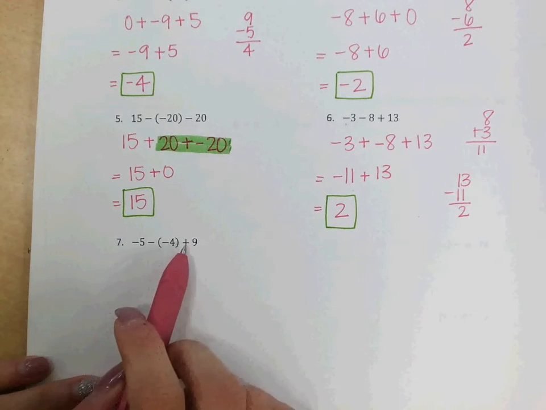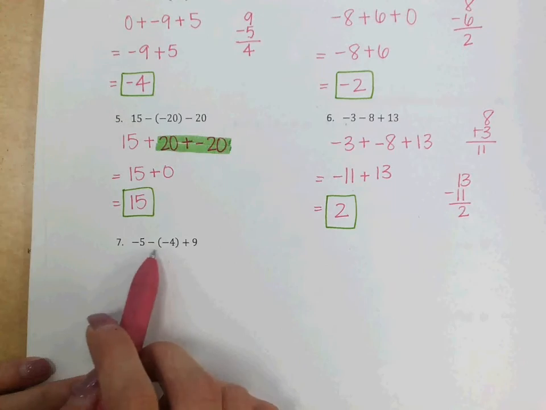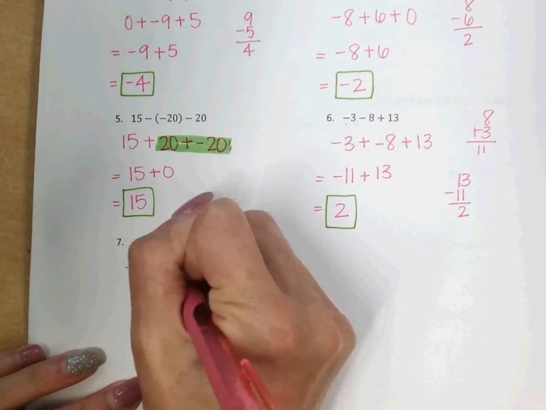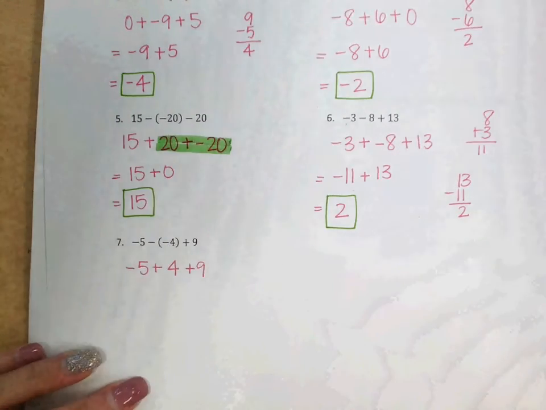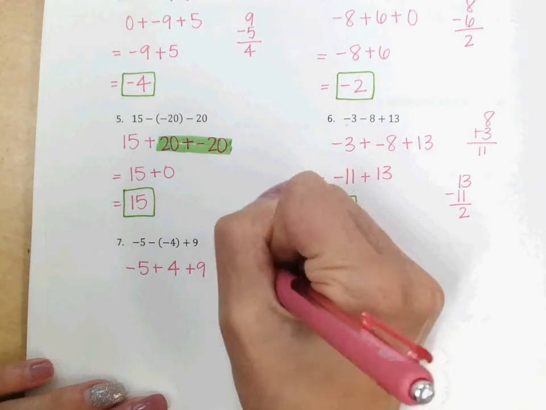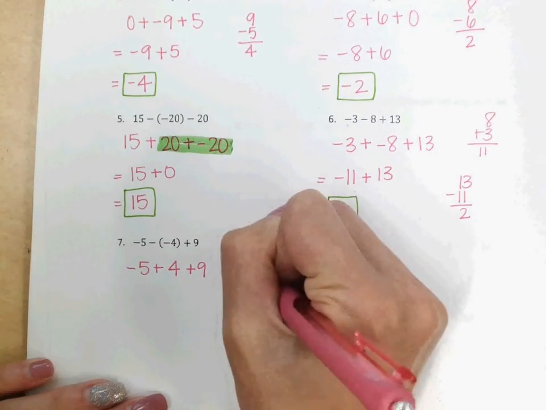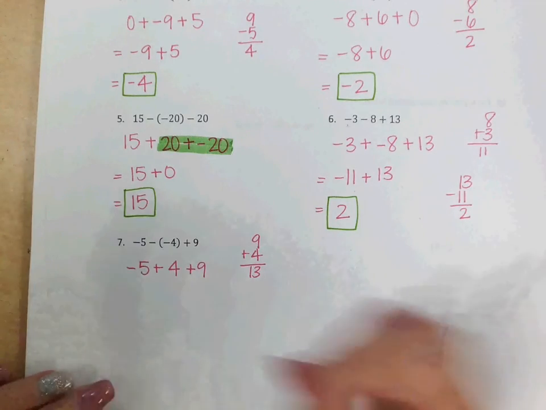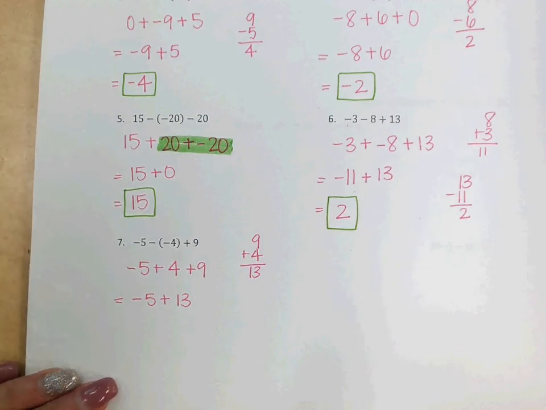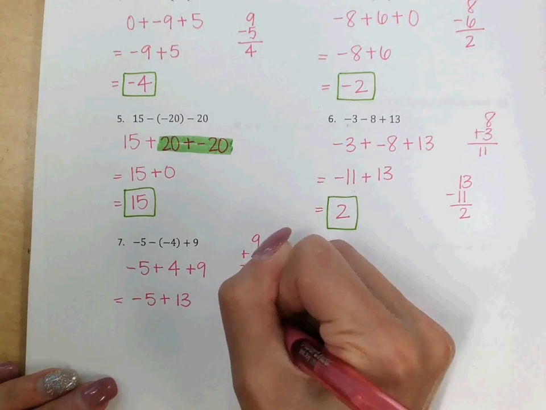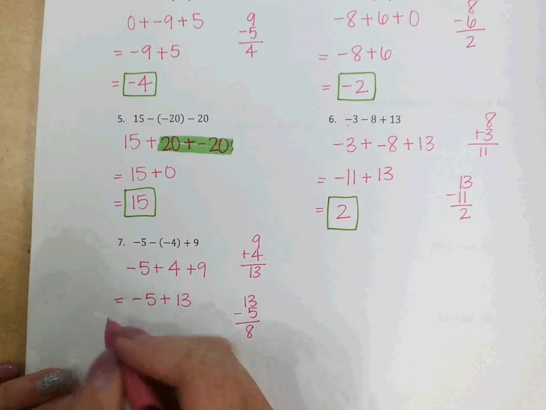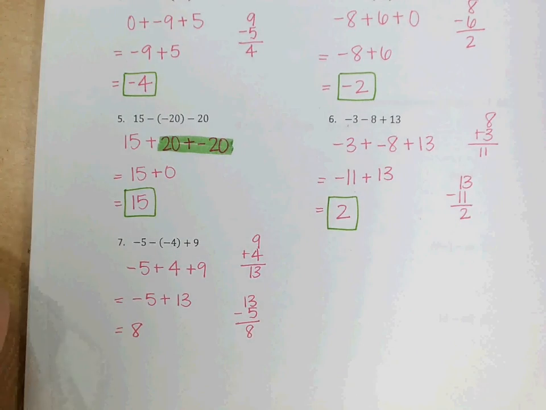Again, for 7, I see one addition symbol, so I'm only going to change the subtraction to adding the opposite. So negative 5 plus a positive 4 plus 9. I'm going to start by adding my friends. I see 2 positive numbers, so 9 plus 4 gives us 13. It's positive because our friends are positive, so negative 5 plus 13. Those are at war. So we are going to do 13 minus 5, which gives us 8. The bigger number is positive, so our answer is a positive 8.